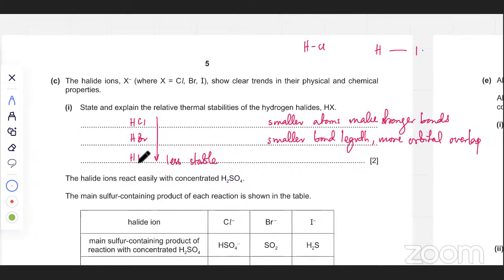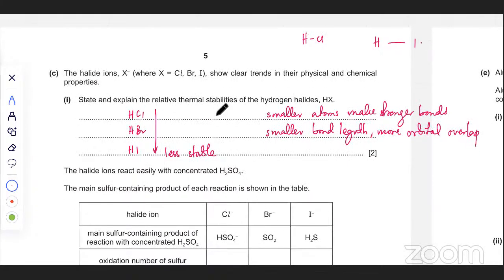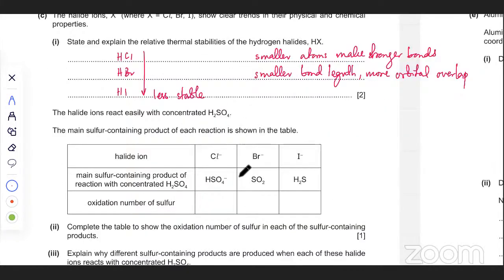Now, the next part is they're talking about halides reacting easily with concentrated H2SO4. The main sulfur-containing product of each reaction is shown in the table. You have to figure out the oxidation number of sulfur, so that's kind of easy. In HSO4-, I think that's plus 6 over here, it's plus 4 over here, it's, I guess, minus 2. Most of you know how to find oxidation states. I'll just do one, HSO4 minus 1.